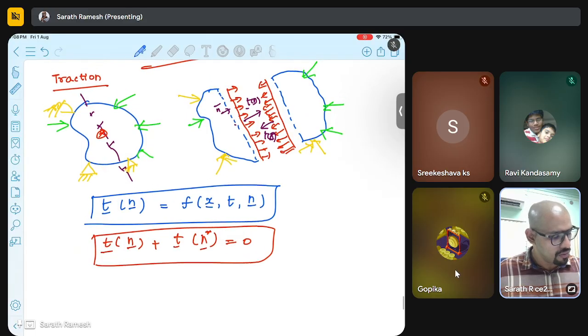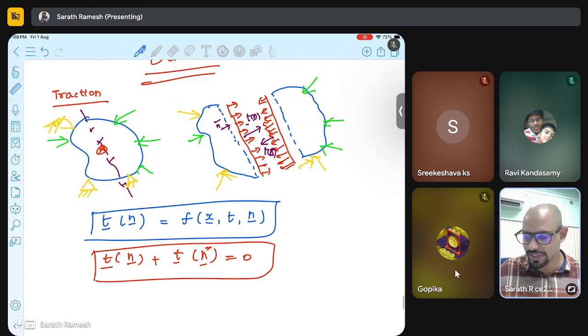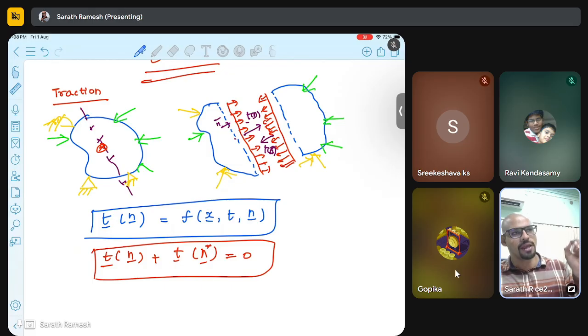Fine. Now, let's move on to the stress. So, what do we mean by stress? We have two vectors here. Number one is a traction vector. Number two is a normal vector. At every point in a plane we have a normal vector, and there will be some traction vector. So we need some quantity that maps the normal vector to a traction vector.